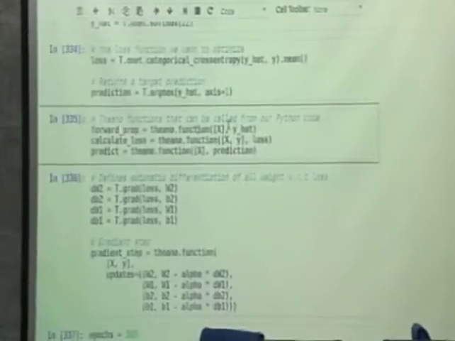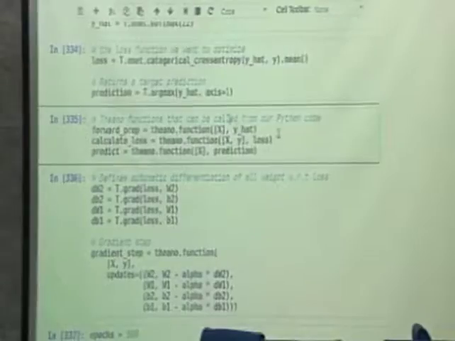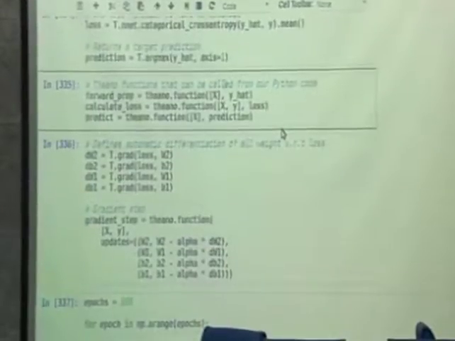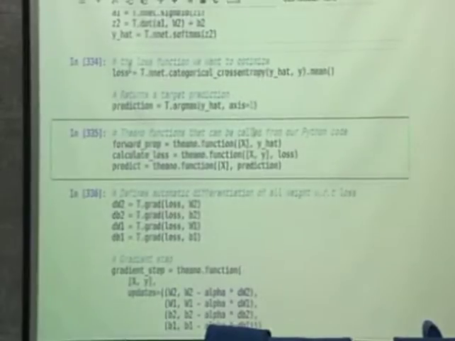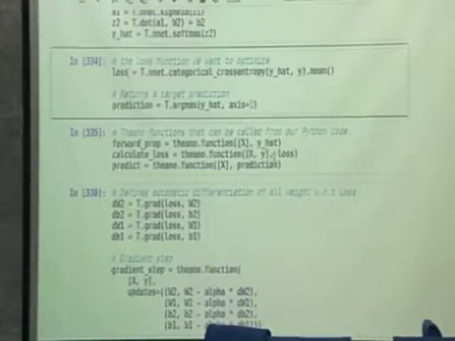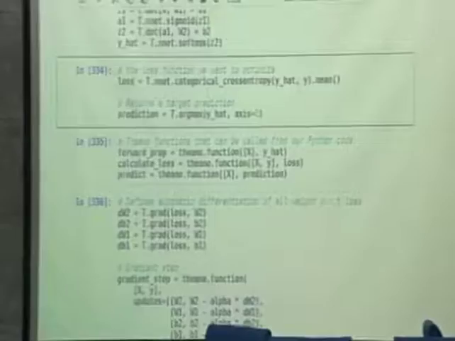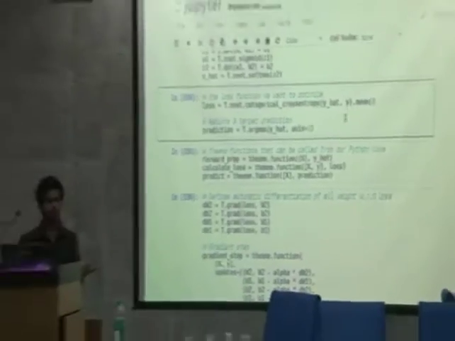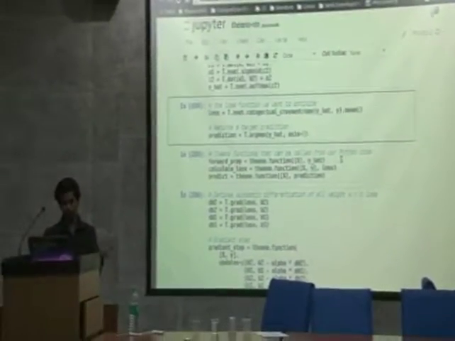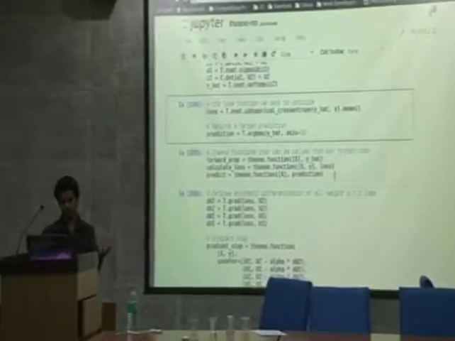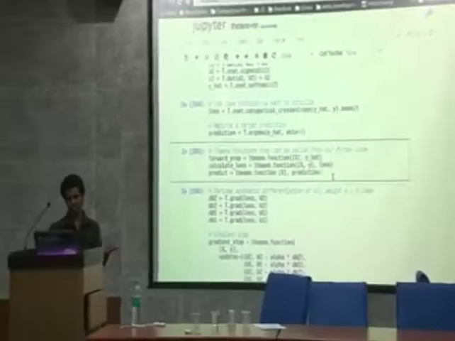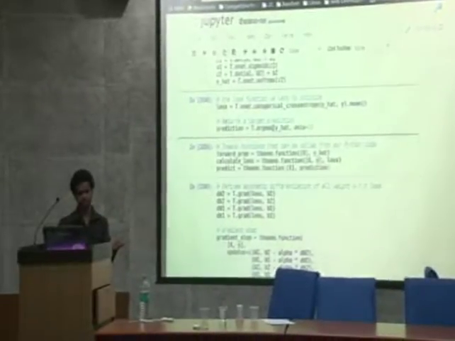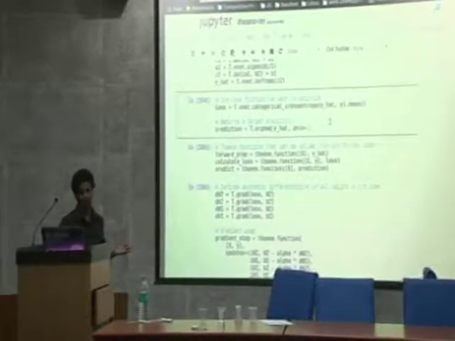So the forward propagation is basically a Theano function which will return you the value of the y hat. Similarly, you can get the value of loss using the Theano function given x and y, because your loss will also require the value of the y, which you will input when you actually want to train the model. And finally, there's something called predict, which will just return you the class with the highest probability.